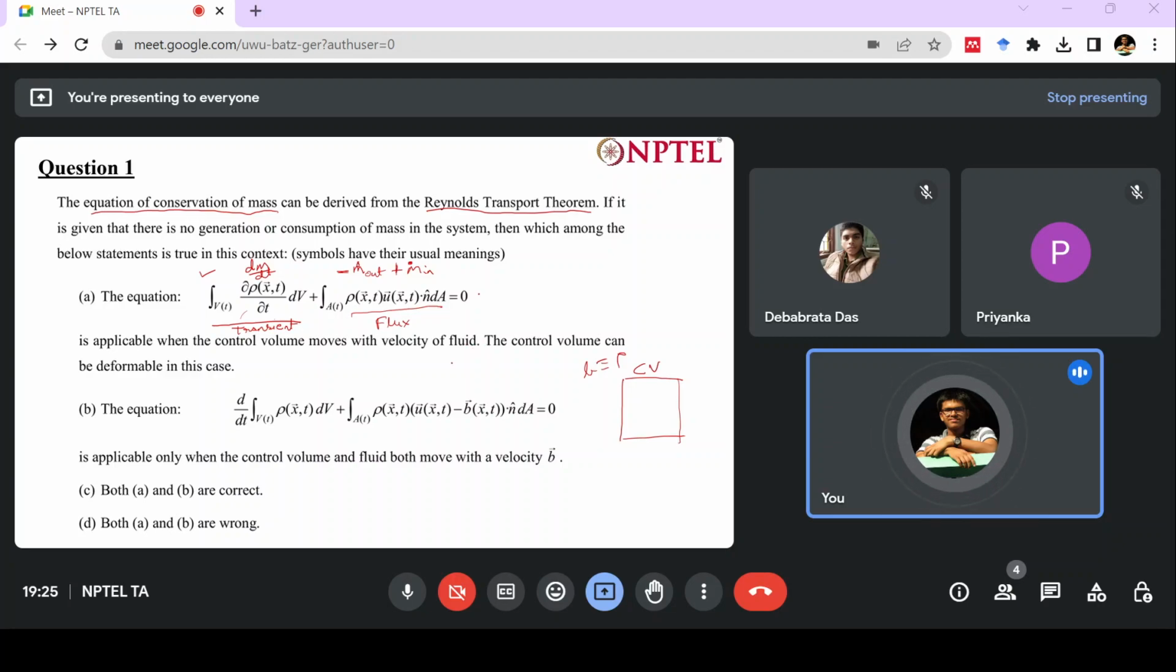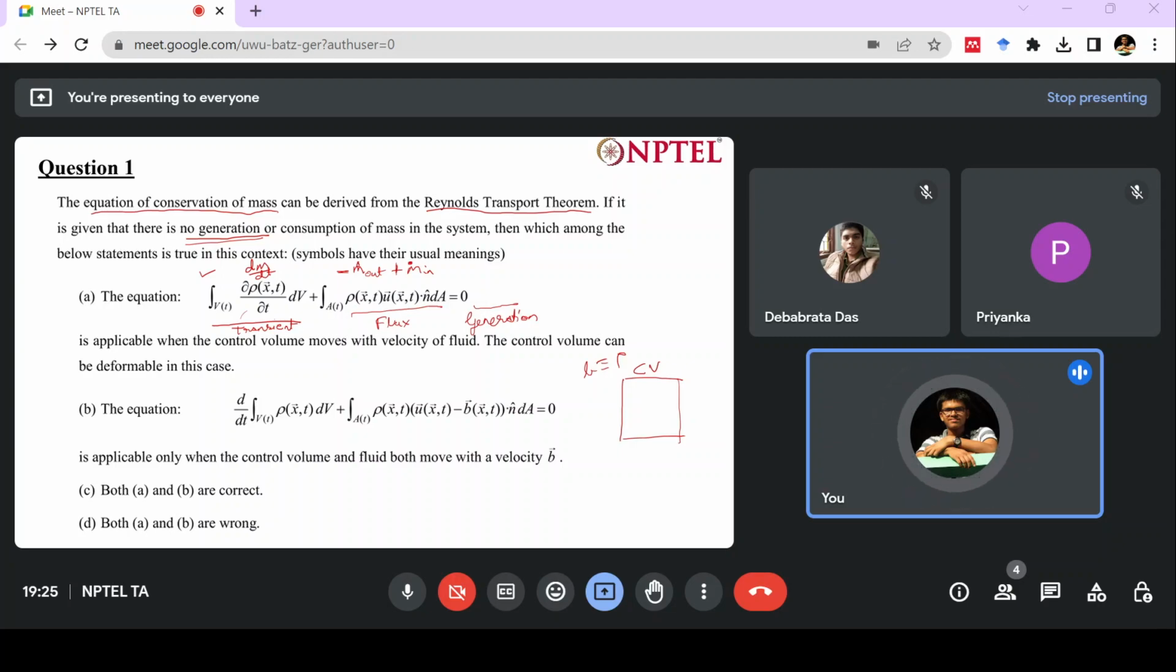When will we get zero? If there is no generation term, as the assumption is already there, no generation term. So generation or consumption is my third term, which is zero here. So that is the generation, right?